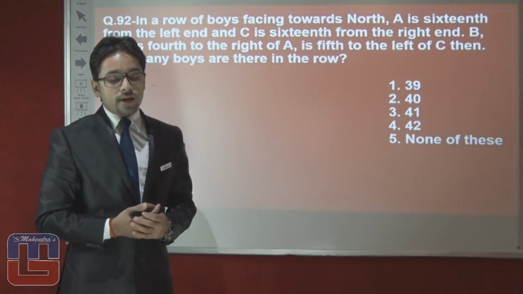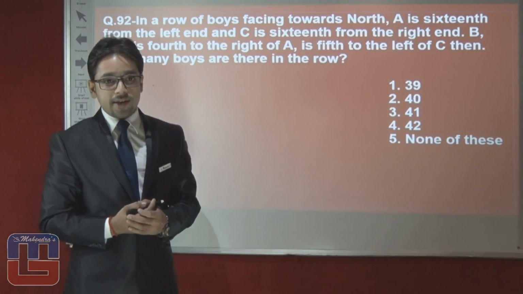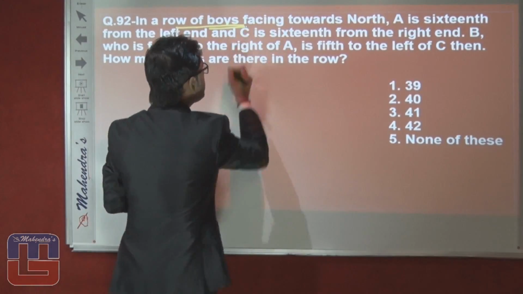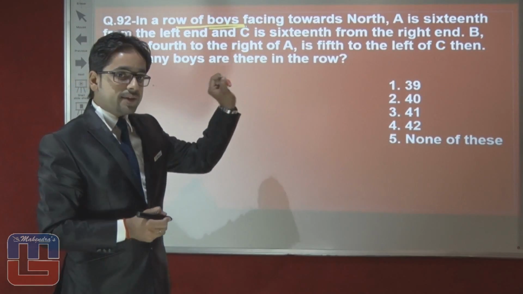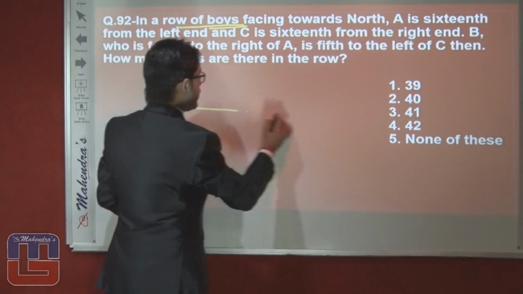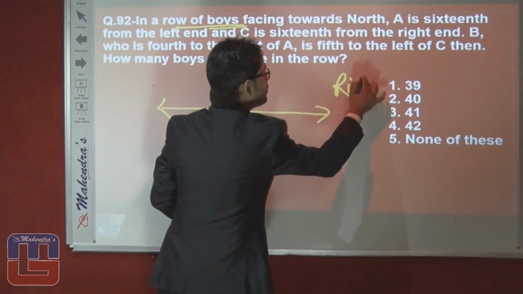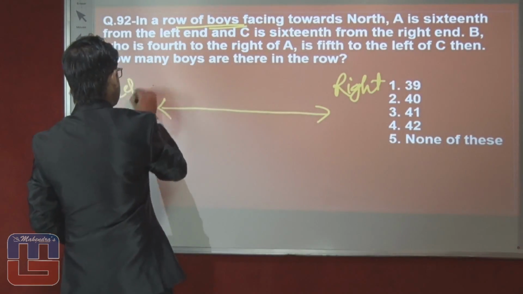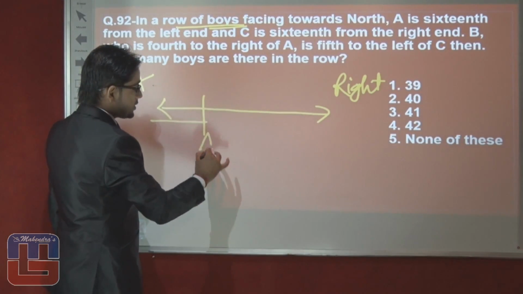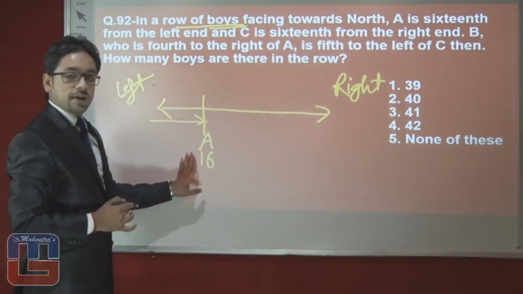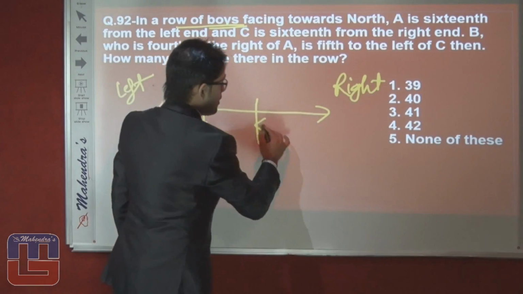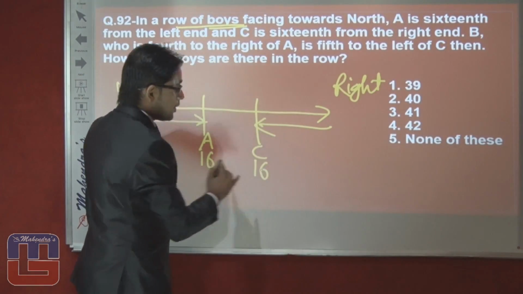This question is again based on order and ranking. In a row of boys, they have already mentioned it is a row of boys. It means no girl will exist in this row. All the boys are facing towards the north. If all boys are facing north, it means right should be here and left should be here. A is 16 from the left hand. Position of A is 16 from the left corner. You can see here. And position of C is 16 from the right hand.